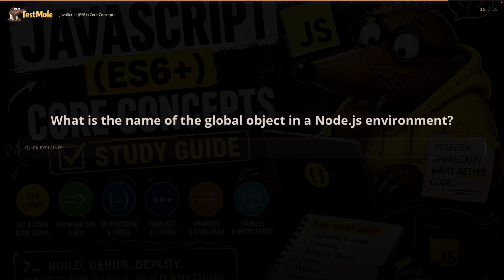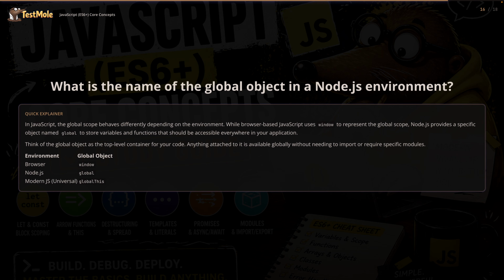What is the name of the global object in a Node.js environment? In JavaScript, the global scope behaves differently depending on the environment. While browser-based JavaScript uses window to represent the global scope, Node.js provides a specific object named global to store variables and functions that should be accessible everywhere in your application. Think of the global object as the top-level container for your code. Anything attached to it is available globally without needing to import or require specific modules.